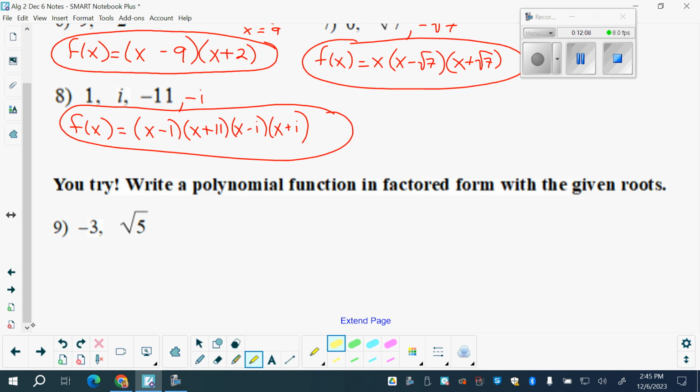So for this one, would it be x plus 3 and then x minus negative 5? x minus square root 5 and x what? Plus 3? Yeah, good. No, but what if we do it plus 3? x what? plus 3 and then yeah, yep.